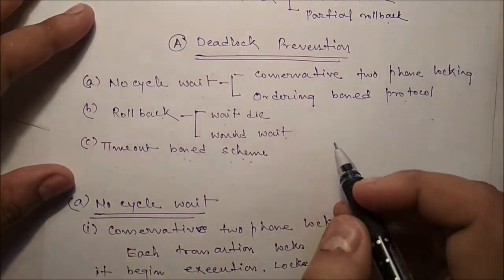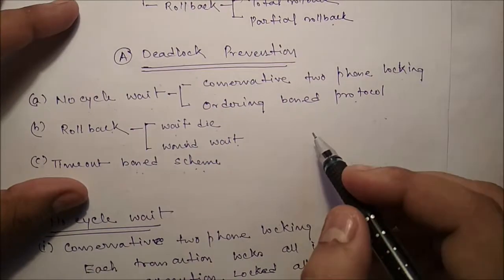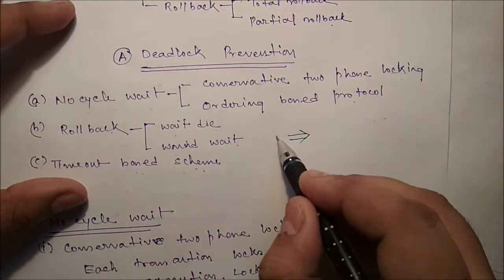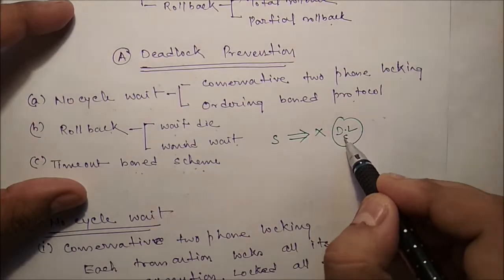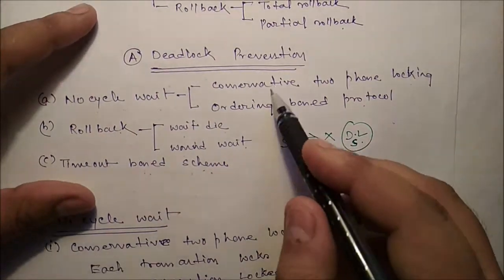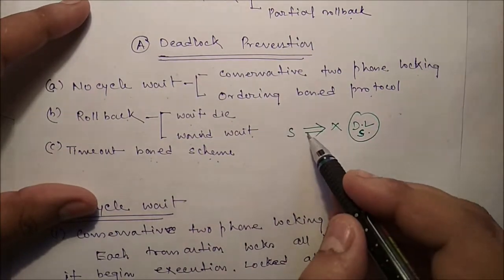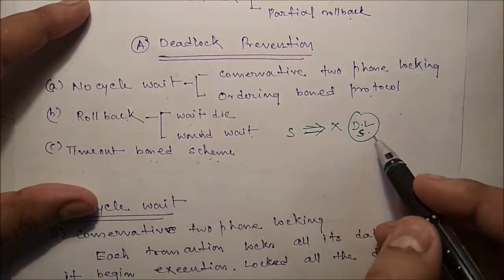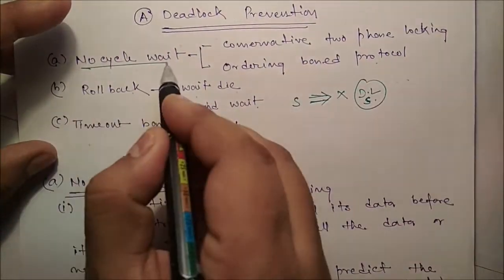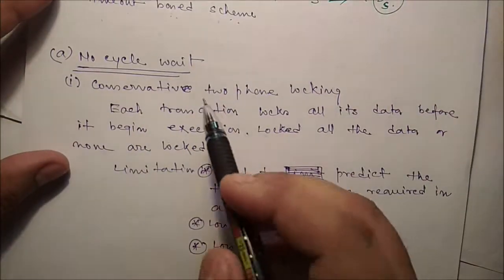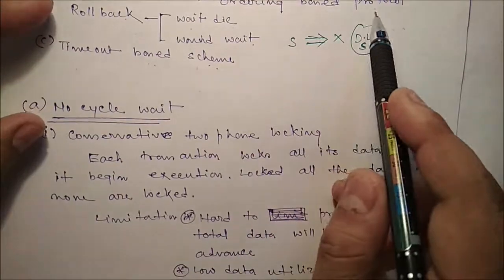Deadlock prevention ensures that the system will never enter a deadlock state, so a schedule will never enter into the deadlock state. So by using these techniques we can prevent a schedule from entering into the deadlock state. Now the first one is no cycle wait. In no cycle wait there are two types: conservative two-phase locking and ordering based protocol.